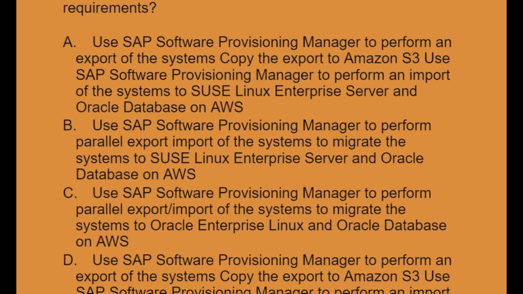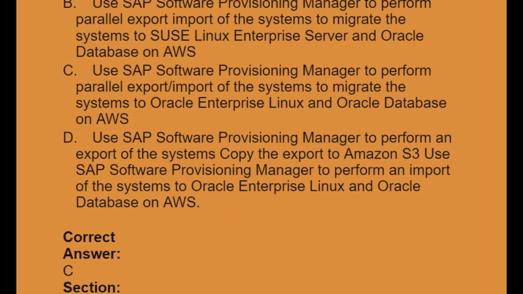Option C. Use SAP Software Provisioning Manager to perform parallel export or import of the systems to migrate the systems to Oracle Enterprise Linux and Oracle Database on AWS. Option D. Use SAP Software Provisioning Manager to perform an export of the systems. Copy the export to Amazon S3. Use SAP Software Provisioning Manager to perform an import of the systems to Oracle Enterprise Linux and Oracle Database on AWS.